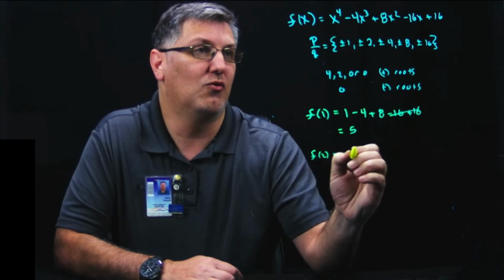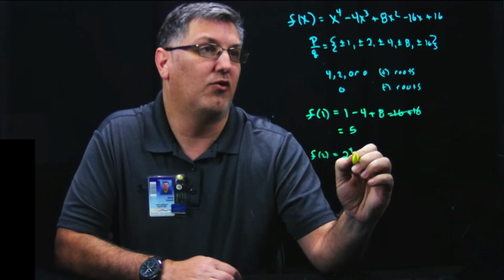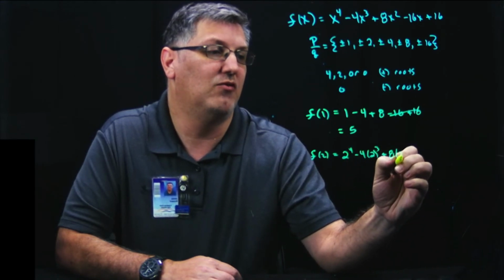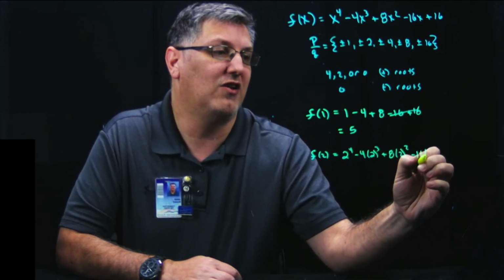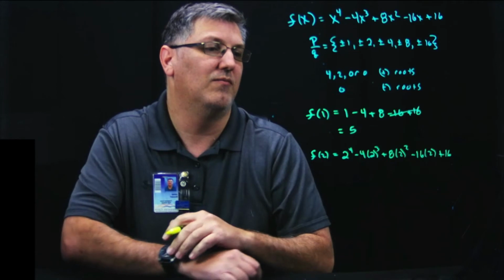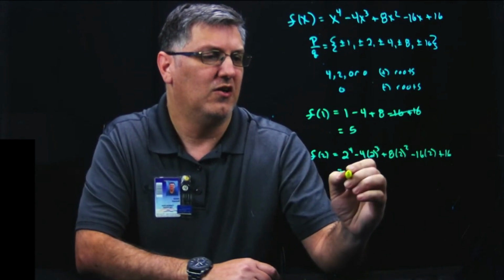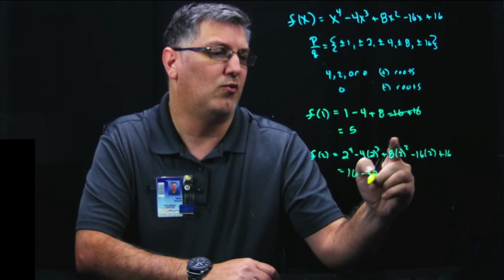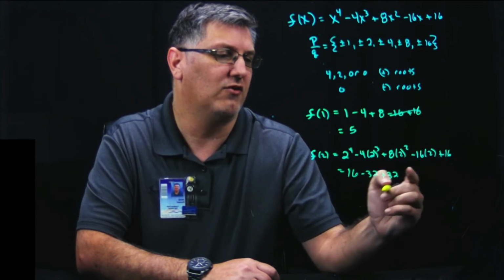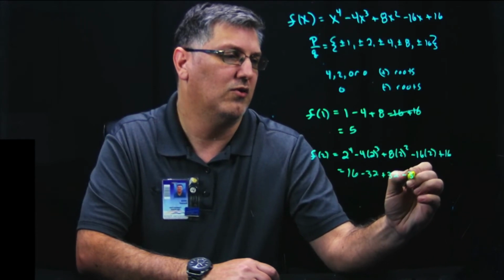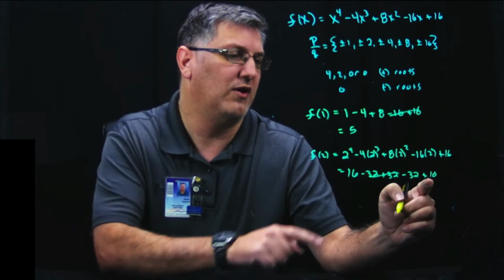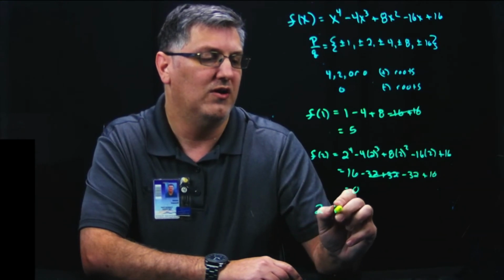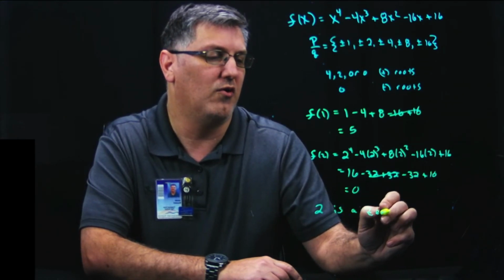So f of 2 is going to be 2 to the fourth minus 4 times 2 cubed plus 8 times 2 squared minus 16 times 2 plus 16. Okay. So let's see. This is 16. 8, this is 32. That's 4, that's 32. So that looks good because those cancel. This is 32 plus 16. So those go away. 16 and 16 makes 32. Minus 32 is 0. Boom. So I now know that 2 is a 0 for this equation.